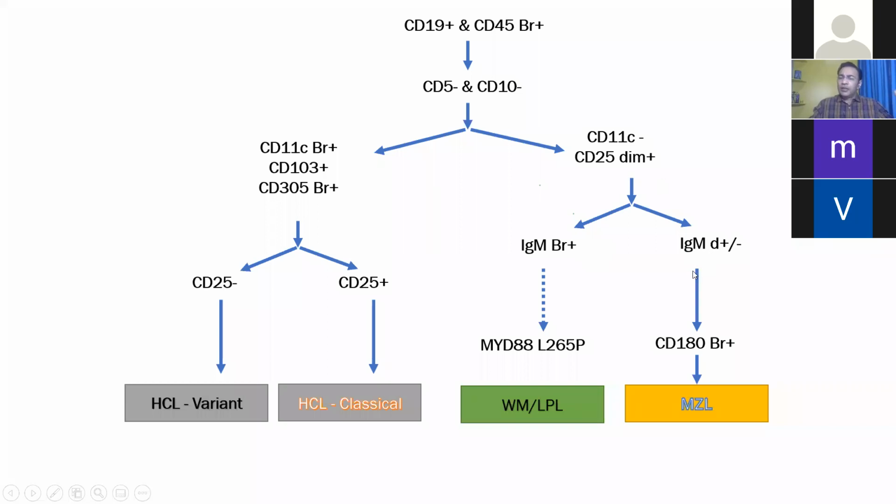Now, if IgM is also not positive, we have a new marker which we have evaluated for the last 2 years. If CD180 is brightly positive, it indicates marginal zone lymphoma, because CD180 is expressed on marginal zone cells. If the patient has splenomegaly, there is splenic marginal zone lymphoma. If there is lymphadenopathy, then possibly nodal marginal zone lymphoma. This is the track we follow, but we always correlate with histopathology and cytogenetics for the final impression.